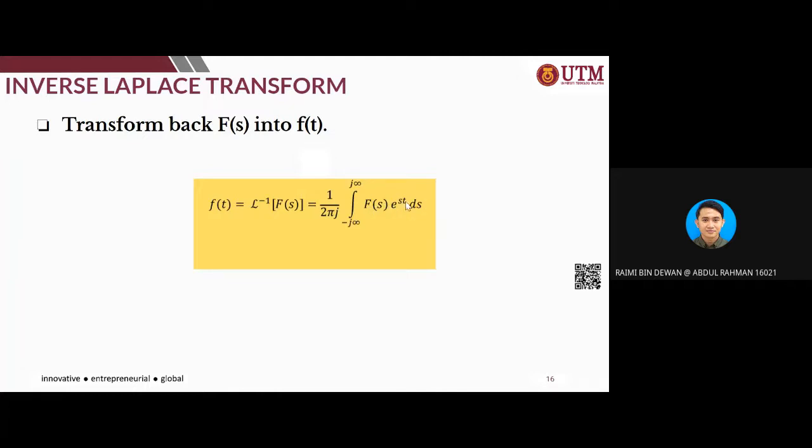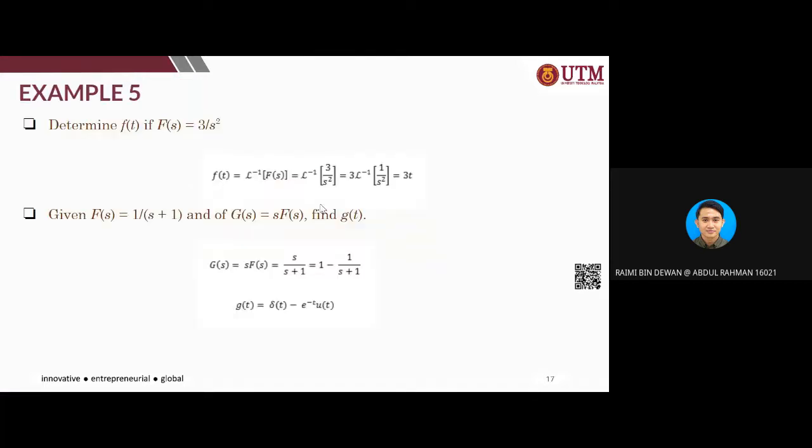Okay, so you see here, right, it is S domain. Because your question is actually first the Laplace transform is in S domain, right? That's why we have to integrate with respect to S, and don't forget we have J here. Okay, now determine f(t) means the inverse Laplace transform if F(s) is given 3 over s squared.